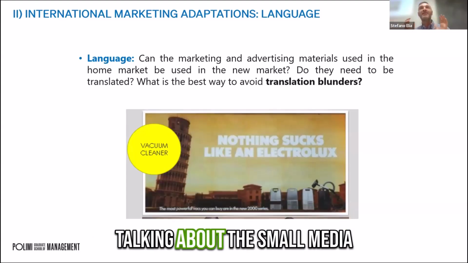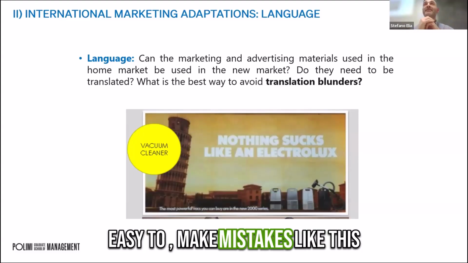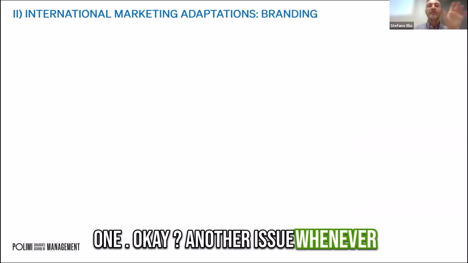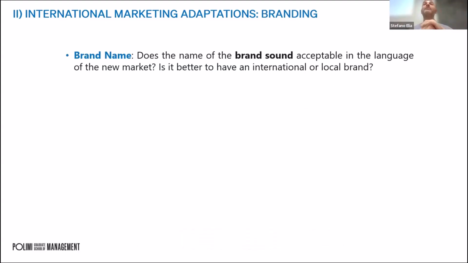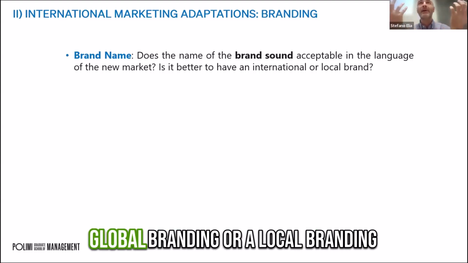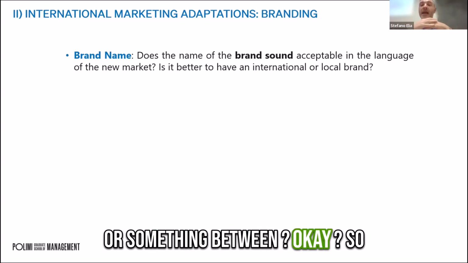So this is an epic fail that comes from a big multinational company. We are not talking about a small, medium enterprise. So think how easy it is to make mistakes like this one. Another issue whenever you're doing international marketing is branding. What type of brand do you want to have? You want to have a global branding or a local branding or something in between.